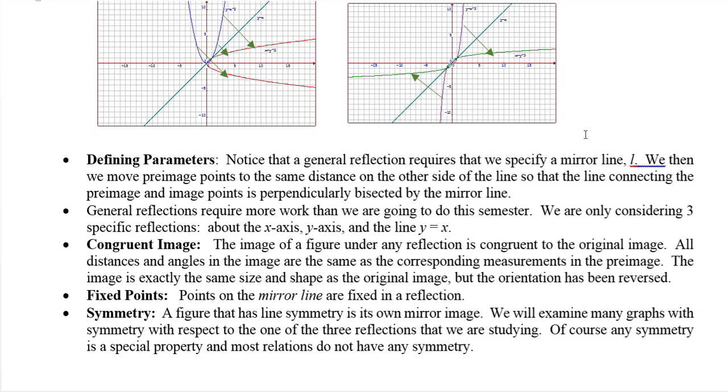A figure that has line symmetry is its own mirror image, and we will examine many graphs that are symmetric with one of the three lines we're studying. Of course, any symmetry is a special property, and most relations do not have any symmetry at all, but some have special symmetries like reflective symmetry.